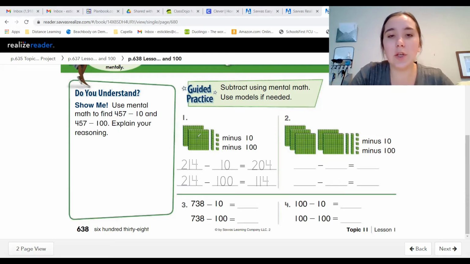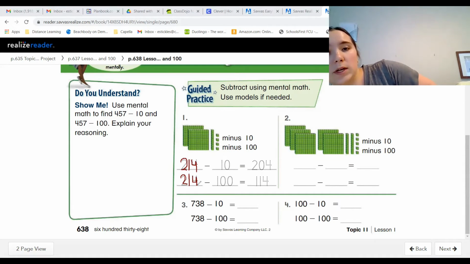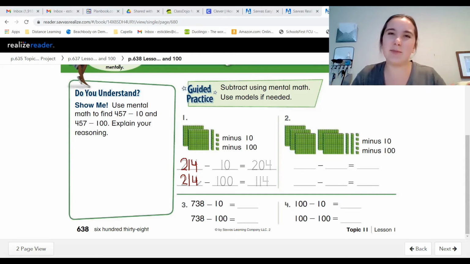So I see 2 hundreds blocks, so I know 200. I see 1 ten, so I'm going to put a 1 in the tens place. And I see 4 ones. So 4 and 4. And the reason I put both numbers in the same spots is because we know that both numbers are going to be 214 that we start with. It's the same starting number. So now we have 214 minus 10, and we're going to do 214 minus 100.